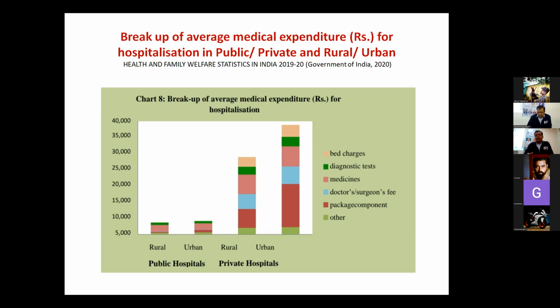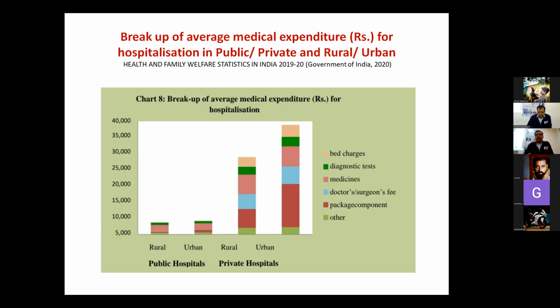And then you come to the last bar, that is the private hospital in an urban area. And the figures are closer to 38 or 39,000. So a government hospital in an urban area will cost you something around 8,000 rupees on average, and a private hospital will cost you around 39 or 40,000 rupees on average, 5 times more. And this is something that we see in our personal experiences also, right? But perhaps we were not aware of the things in a quantified way by making use of a government figure.